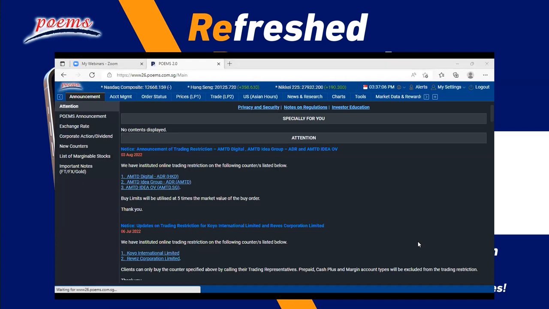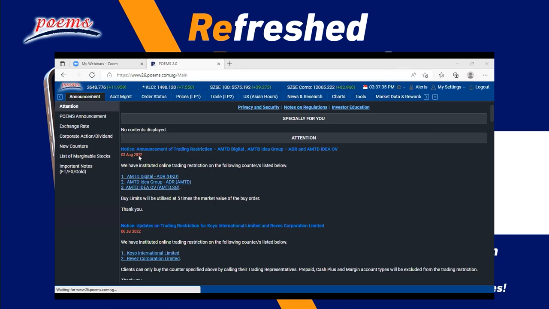Okay, so we will be going to the Poems desktop version before we start another session of Q&A. Usually, if you are familiar with using the desktop yourself to make a trade, you can log into your account. It will be similar to this. For example, the most important thing you need to take care of in your account is to look for the announcement, whether there is any special announcement regarding any of your counters.